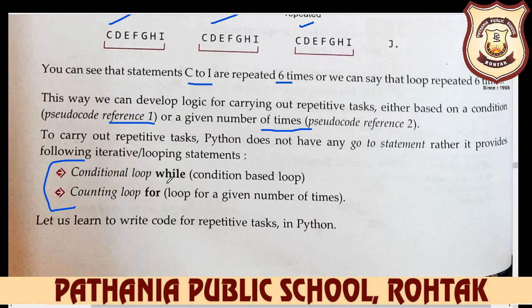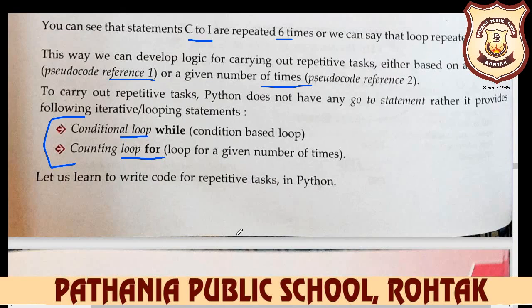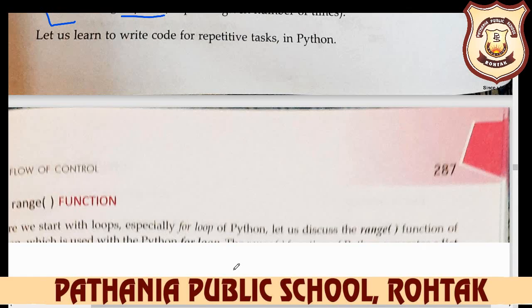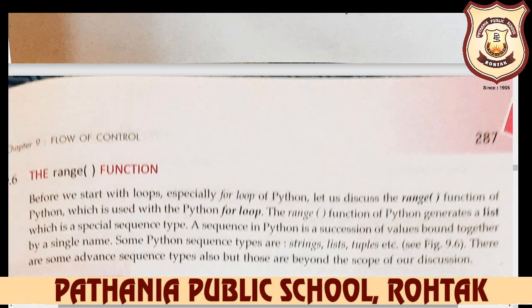For example, we want to display the counting 0 to 10, then 0, 1, 2, 3, 4, 5, 6, 7, 8, 9, 10. So repeating every time with an increment of 1. So this is your counting loop. So let us learn to write code for a repetitive task in Python. Range, very important, beta, learn this carefully. So we do the program of repeating statements easily. The range function, very important function, beta, range.